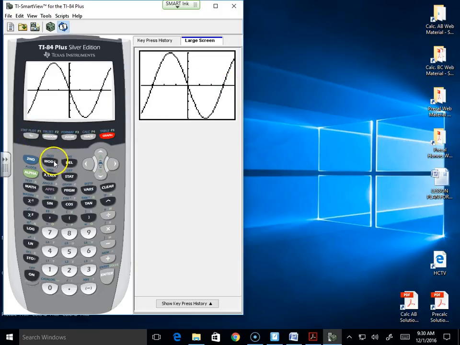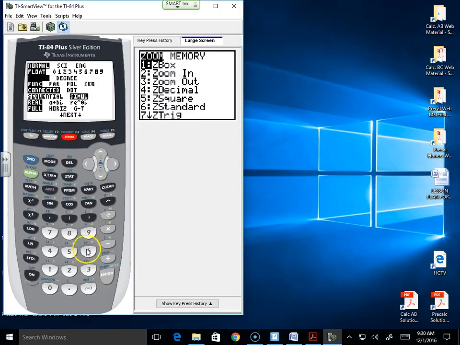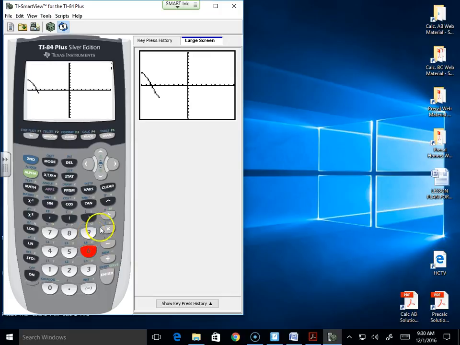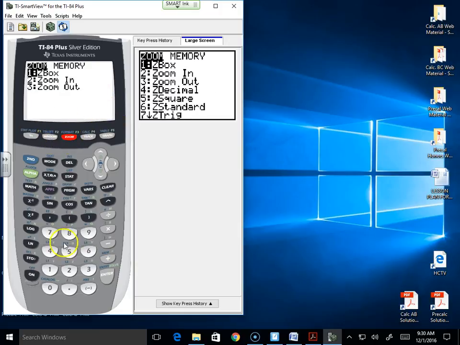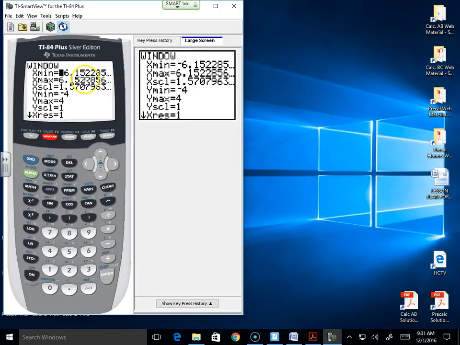Now, for those of you who were in radians to begin with, why did Zoom Standard work? Because radians are small. They measure things small. So if you were in Zoom Standard in radian mode, you would have seen it and it would have been even prettier. But let's see what happens when you do Zoom Trig, number 7. Does it change it? It does. It sees how high and how low from your equation, and then it goes to the window, and it says, why on earth is it 6 point something?